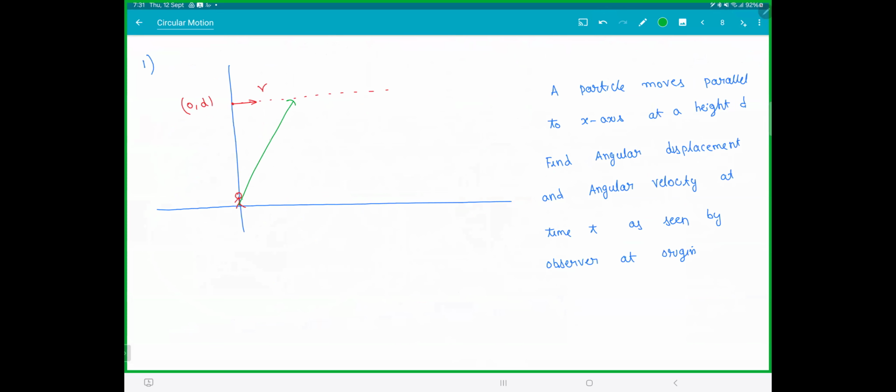So after some time, it will go like this. So this is theta. So I'm asking you what is this theta at time t and what is d theta by dt at time t, the angular velocity. Take a minute, give it a try. Then I'll show you.